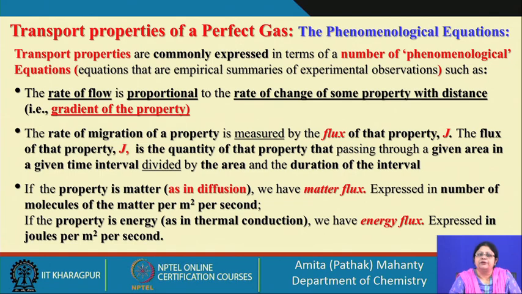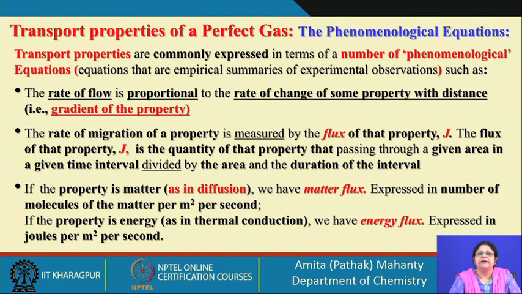And these equations are based on the rate of flow being proportional to the rate of change of some property of the system with distance, that is, the gradient of a particular property. The rate of flow of a gas property is going to be proportional to the gradient of that property or some other property.